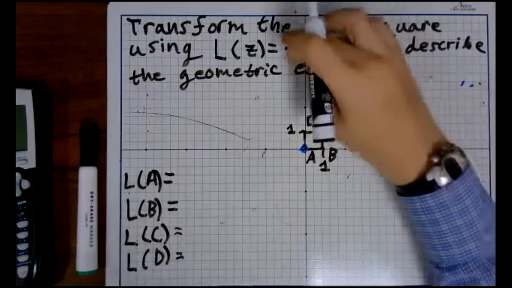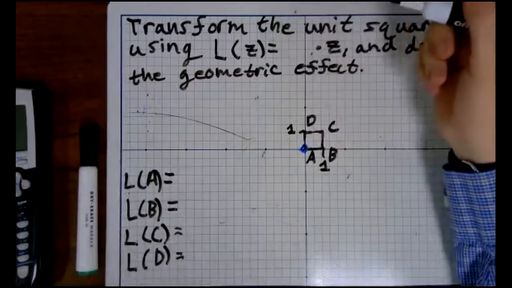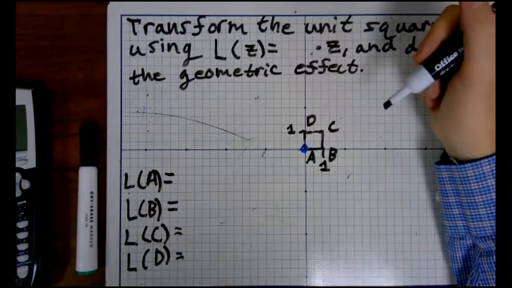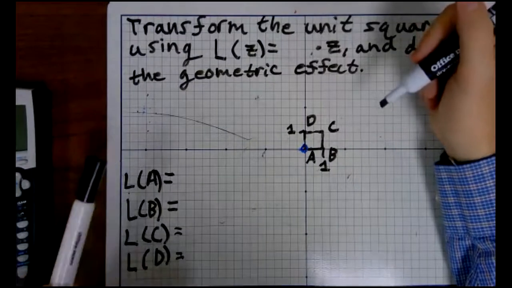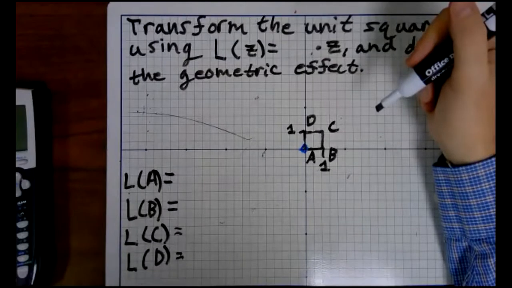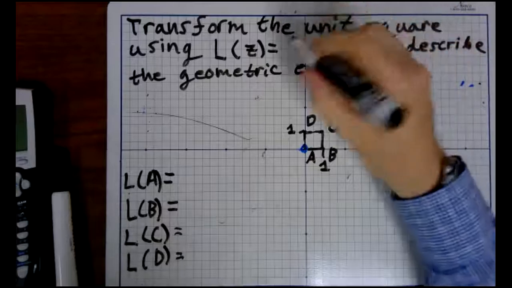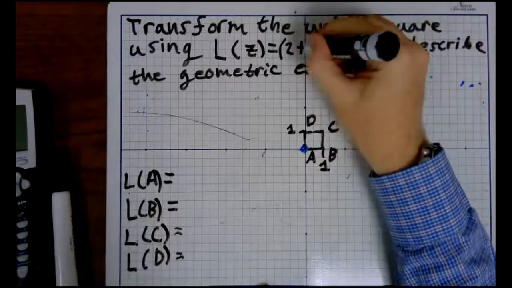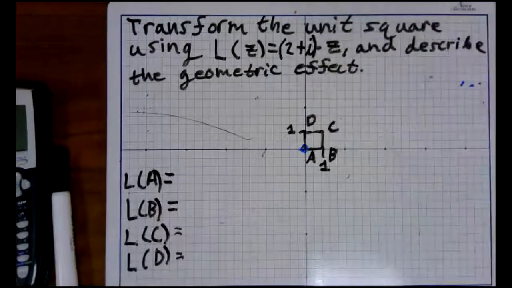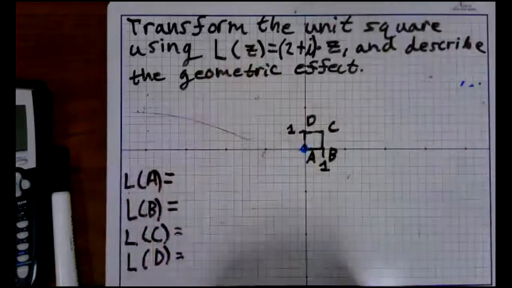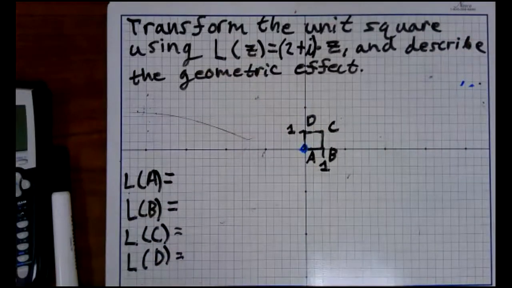Okay. So we'll try the same thing, but this time we'll try multiplying our shape by a complex number. Let's say, just to pull some numbers off the top of my head, 2 plus 3i. Actually, I'm just going to make it 2 plus i. 2 plus i times z, and describe the geometric effect. So what on earth is this going to do? Maybe it'll stretch or squeeze the shape in some weird way. Maybe it won't be a square anymore. Let's find out.